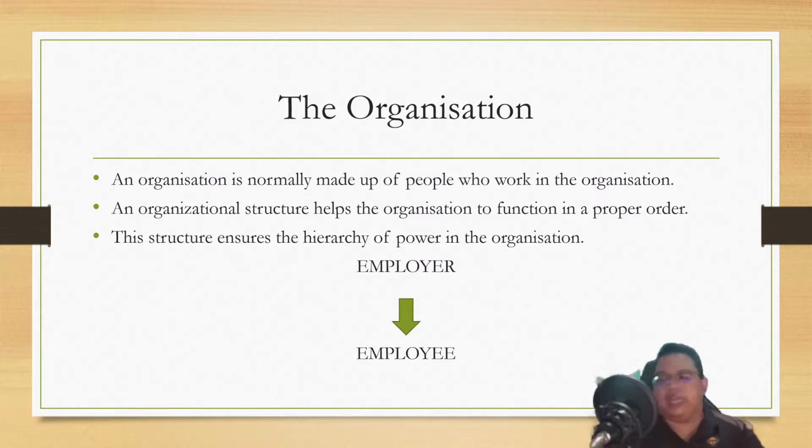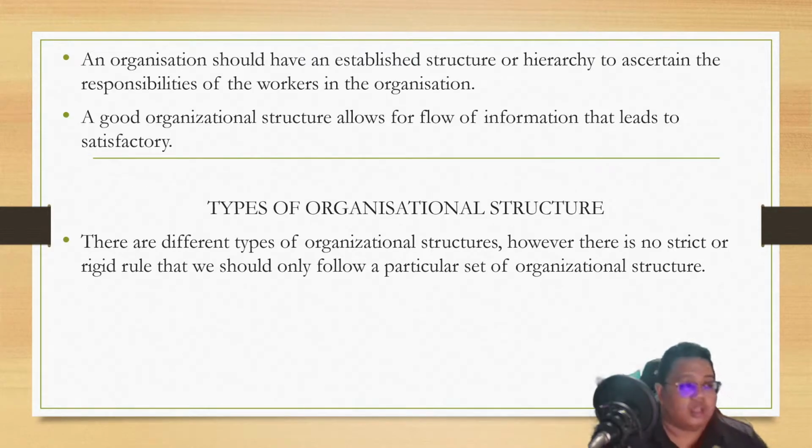The employer and then the employee. The employer is the one who is in charge, the boss. And the employee is the people who work under the employer. Okay, so an organization should have an established structure or hierarchy to ascertain the responsibilities of the workers in the organization.